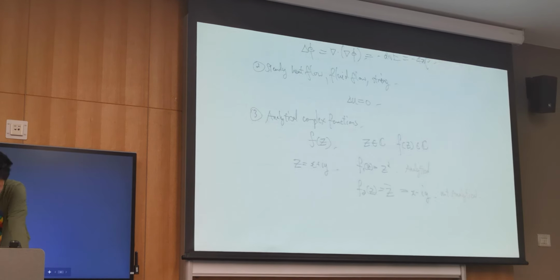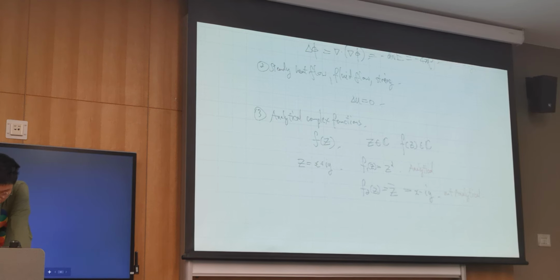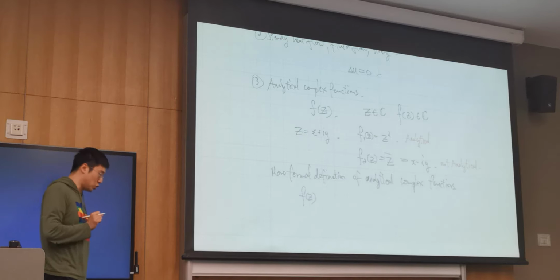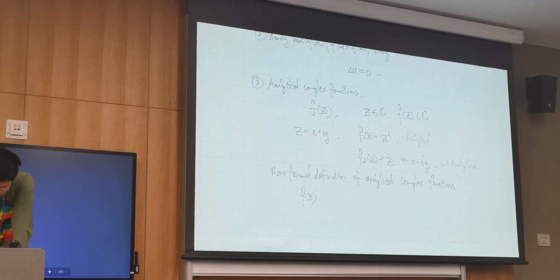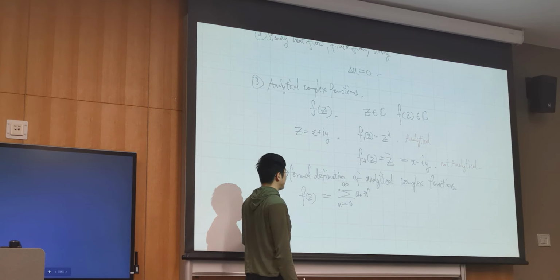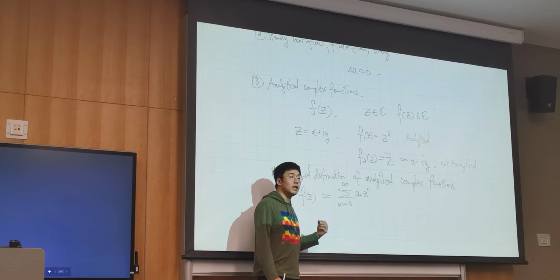So let's say a more formal definition of a complex function, which depends on this: if my f(z) can always be written into a Taylor expansion of z, the sum from n starting from 0 to infinity of a_n z^n, then my f(z) is analytical.